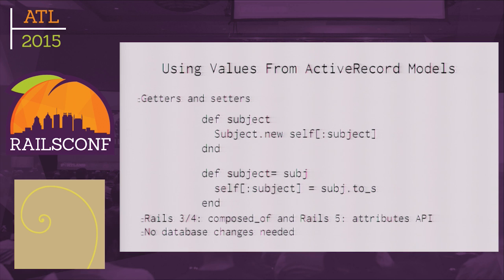The simplest way to use a value from an active record model is to write your own getter and setter. Subject can be saved as a string to a varchar column. The spiffier way to do this is to use composed_of in current Rails or the new attributes API in Rails 5, and we're missing Sean Griffin's talk on that right now, which I'm sad about, but it'll be on confreaks.tv.